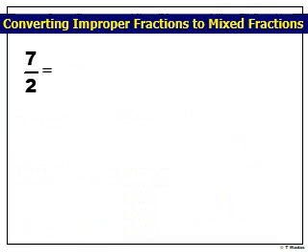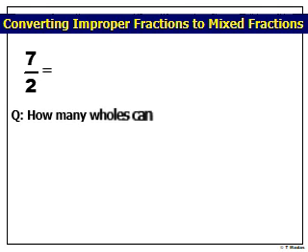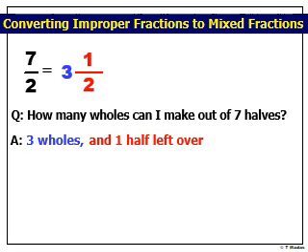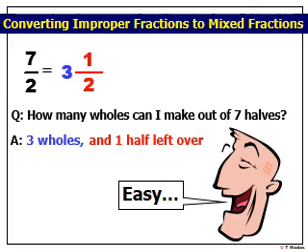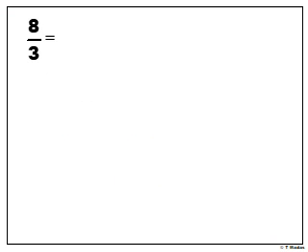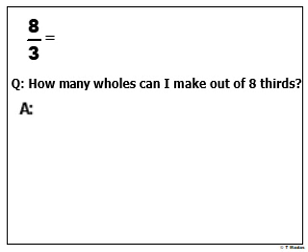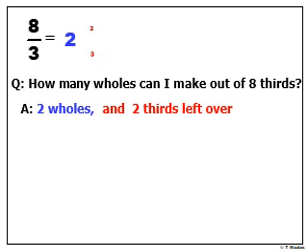Okay? Another example. How many wholes can I make out of 7 halves? It's 3 wholes and 1 half left over. It's very easy, right? So what if I have 8 over 3? You count, how many wholes can I make out of 8 thirds? 2 wholes and 2 thirds are left over. So it's very easy. Just try to divide 8 divided by 3.